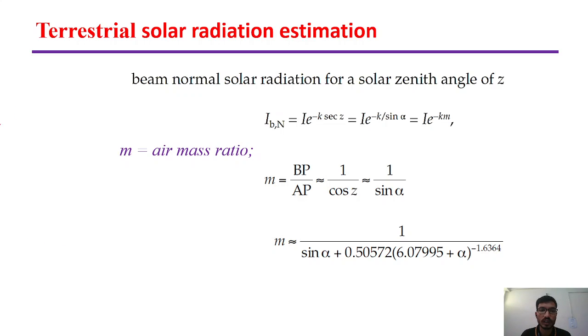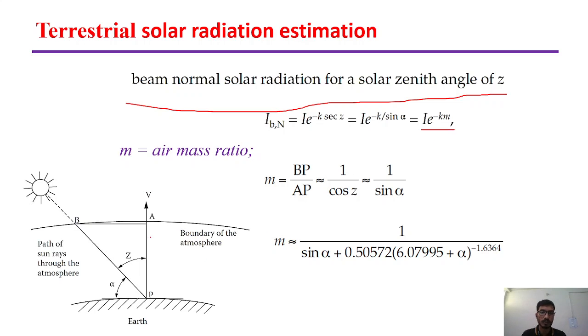So, beam normal solar radiation for solar zenith angle of Z: the correlation is given by I exponential of minus km, where m is the air mass ratio. The air mass ratio can be calculated as m equal to bp, the solar radiation crossing through the atmospheric surface, divided by ap when the sun is at the zenith. So bp by ap is equal to 1 by cos z, which is equal to 1 by sine alpha.